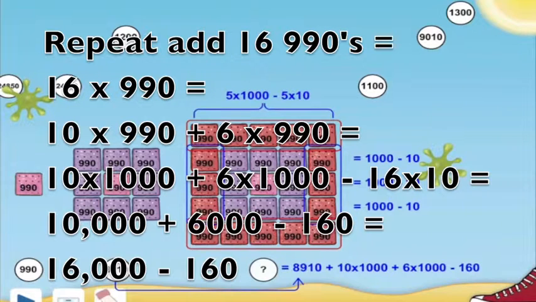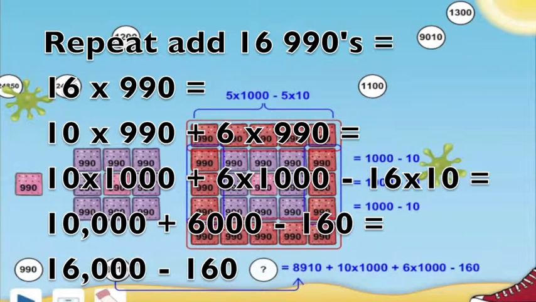Notice that 16 990s or 16 times 990 can be broken up into 10 990s and 6 990s. We can apply this to 16 times 990 as follows. 16 times 990 is equal to 10 times 990 plus 6 times 990. Now we'll apply our strategy and turn our 990s into thousands. We then have that 10 times 1000 plus 6 times 1000 minus 16 tens. Remember, we rounded up 16 of those 990s into 1000, so we have to subtract away 16 tens.